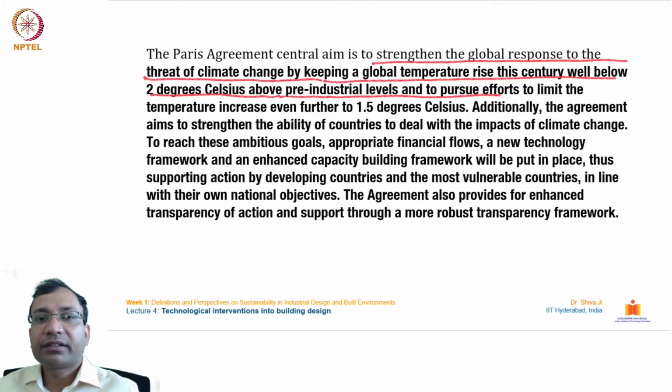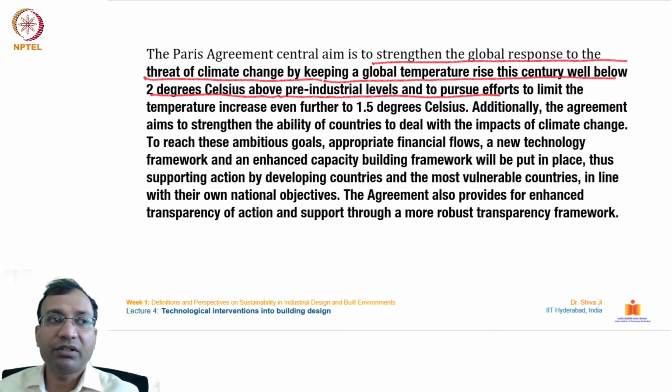The Paris Agreement's central aim is to strengthen the global response to the threat of climate change by keeping a global temperature rise this century well below 2 degrees centigrade above pre-industrial levels, and to pursue efforts to limit the temperature increase even further to 1.5 degrees centigrade. Additionally, the agreement aims to strengthen the ability of countries to deal with impacts of climate change.